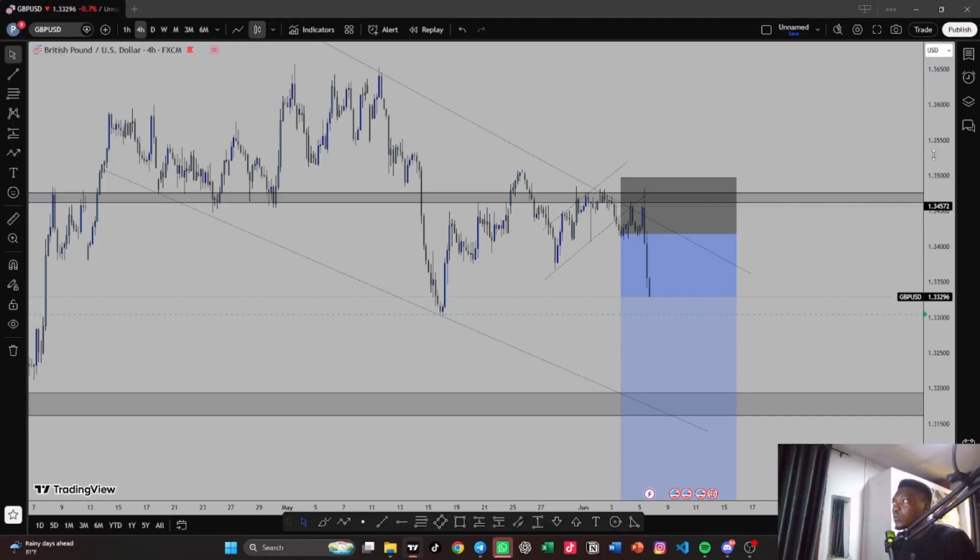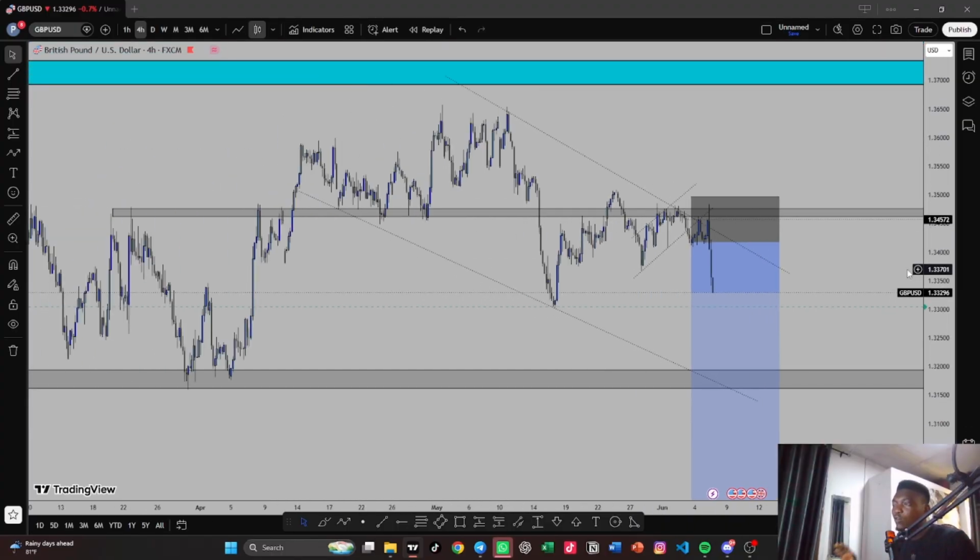So that is what we have on GBP USD. I only took my time to explain this very well. With other currency pairs, I'm going to be very fast with it for you to actually understand why I'm taking a sell trade, and that is because of what we are currently seeing on the DXY.